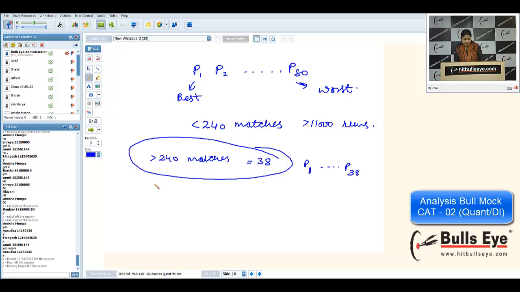If I take reverse of that, less than equal to 240 matches, they'll be the remaining players, P39, P40, and so on up to P80. Are you getting me, guys? All of you? It is a good logical sum.